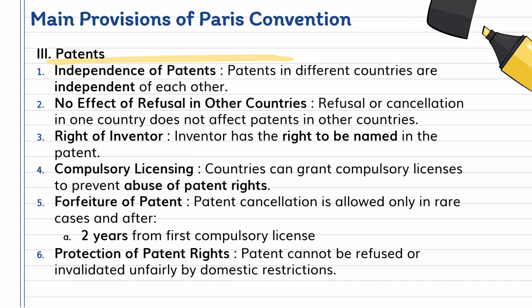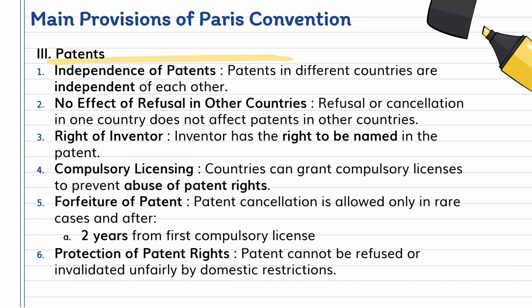Third point, right of the inventor. The inventor has the right to be named in the patent. Fourth point, compulsory licensing. Countries can grant compulsory licenses to prevent abuse of patent rights. Fifth point, forfeiture of patent. Patent cancellation is allowed only in rare cases and after 2 years from the first compulsory license. Sixth point, protection of patent rights. A patent cannot be refused or invalidated unfairly by domestic registration.